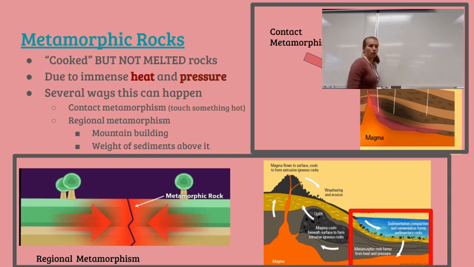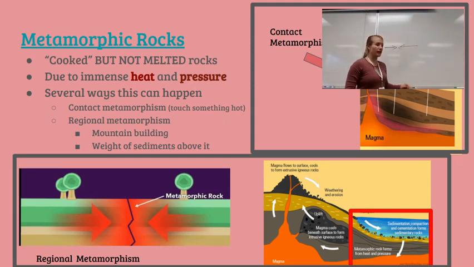Okay, the second one is called regional metamorphism. And regional metamorphism is happening over a really large region. Contact metamorphism is happening in much smaller areas where the magma is, but regional metamorphism happens in large areas. So the first one that's easy to wrap our heads around is at convergent plate boundaries. So remember, at a convergent boundary, the plates are coming towards each other.